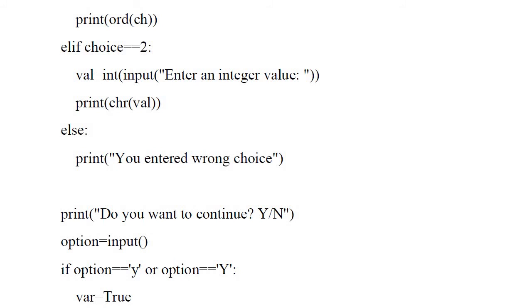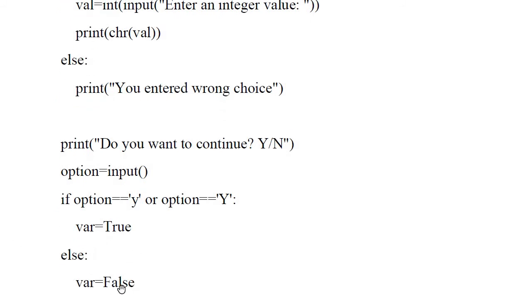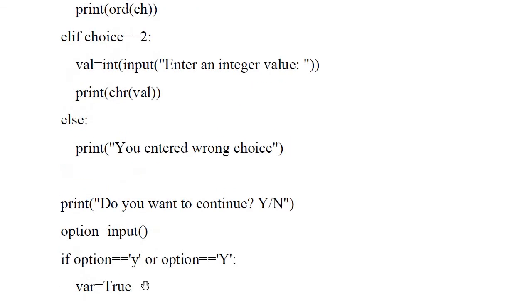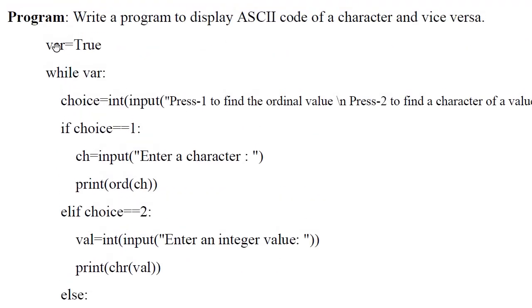Else, if you did anything else, print you entered wrong choice. Then it will ask do you want to continue? If yes, then any character you enter, either y in small or capital letter, it will say True, else it will say False. This is the whole program. Now let's write it down in IDLE and then we will see.